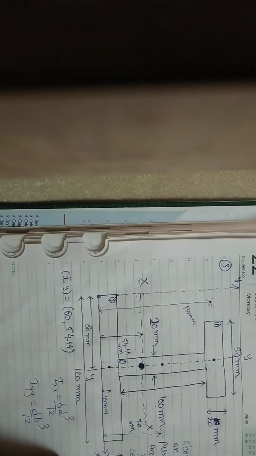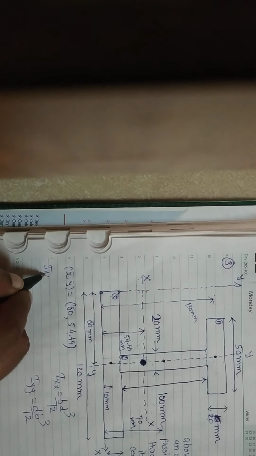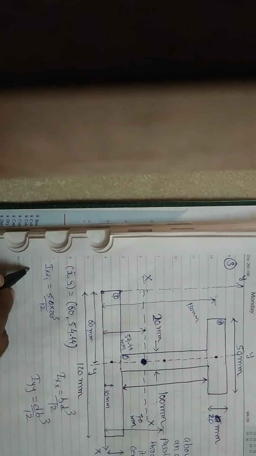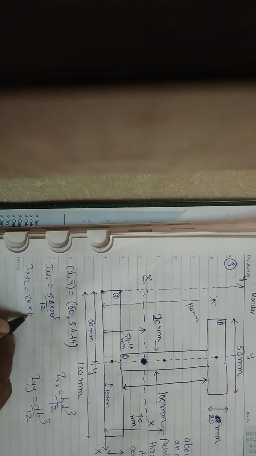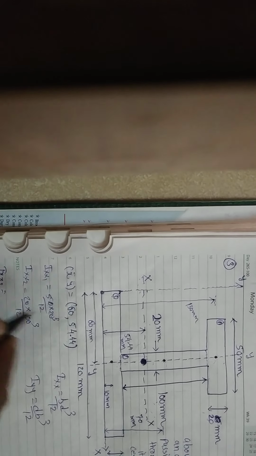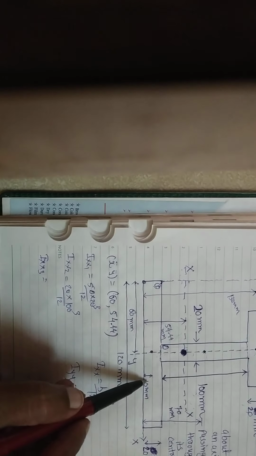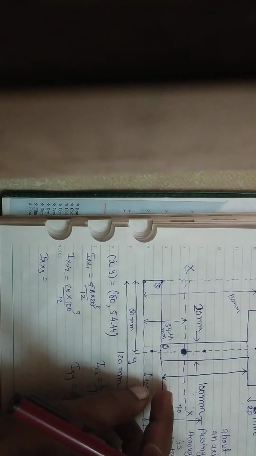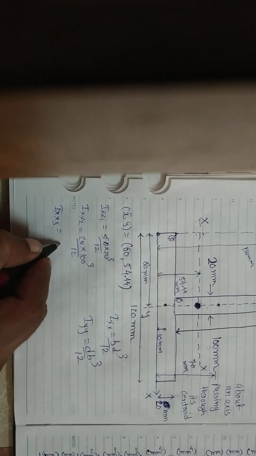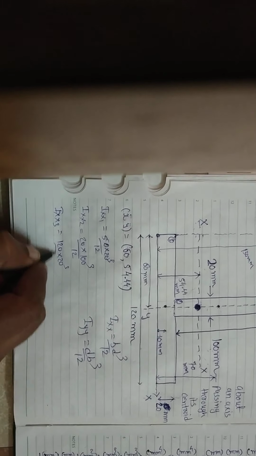So as per this equation, Ixx1, for section 1, B is 50 and D is 20 mm. So 50 into 20 cube divided by 12. For Ixx2 of section 2, B is 20 mm and D is 100 mm. So you can say it's 20 into 100 cube divided by 12. And Ixx3 means Ixx of section 3, so B is 120 mm and D is mentioned here as 20 mm. Right, so it's 120 into 20 cube divided by 12.